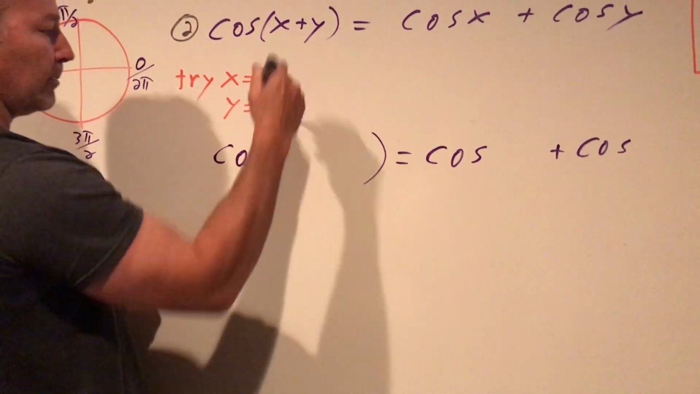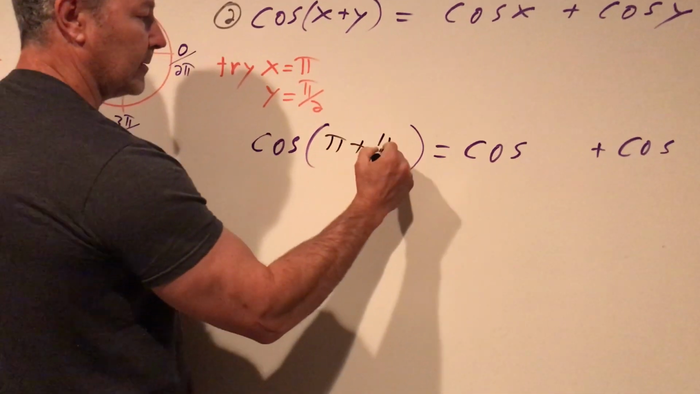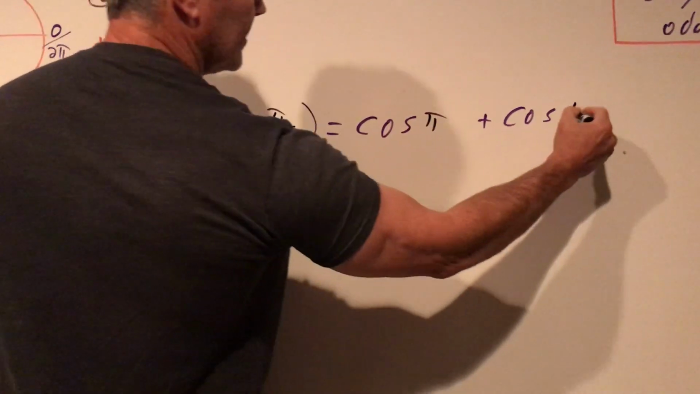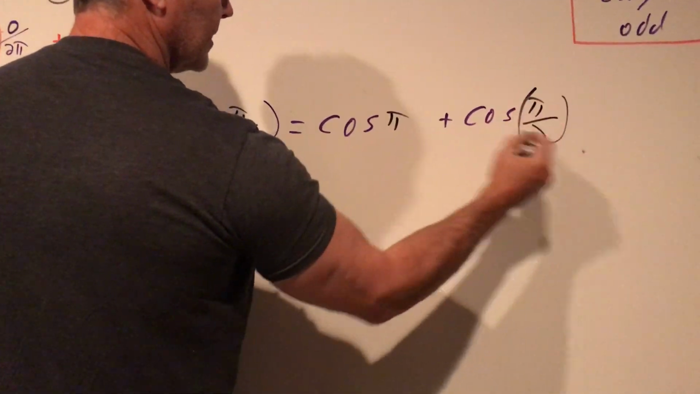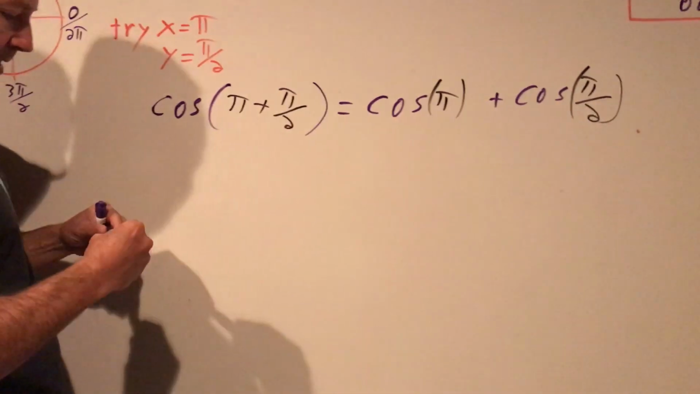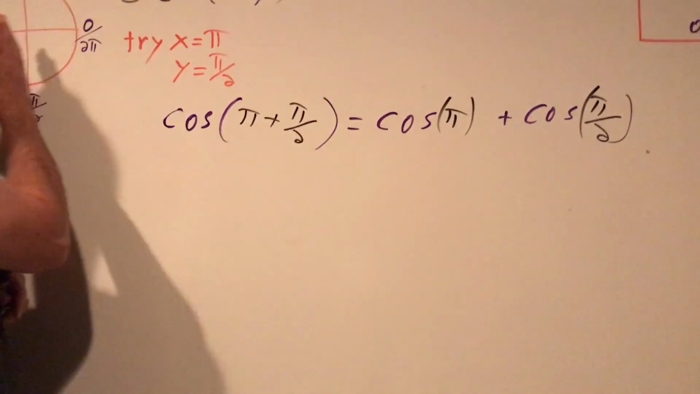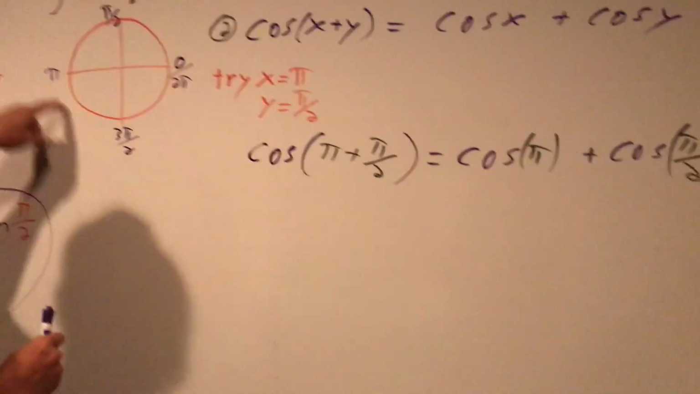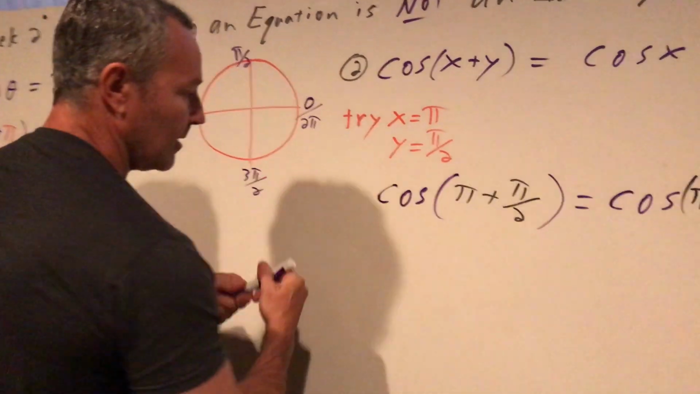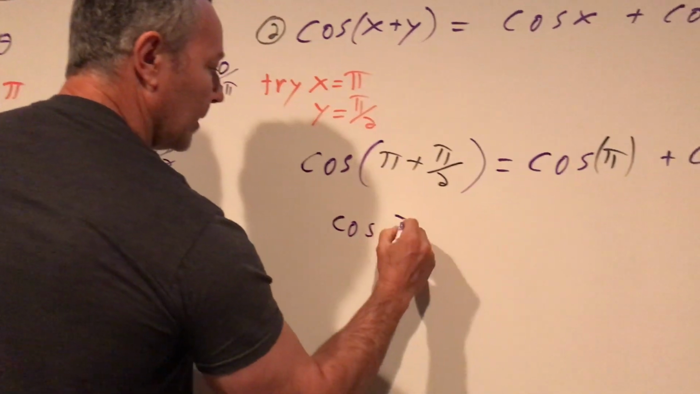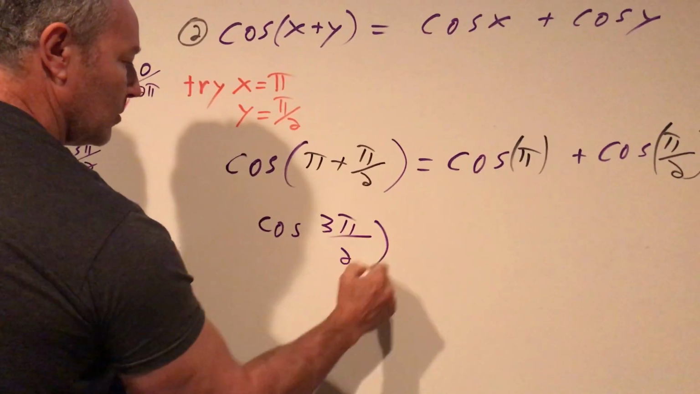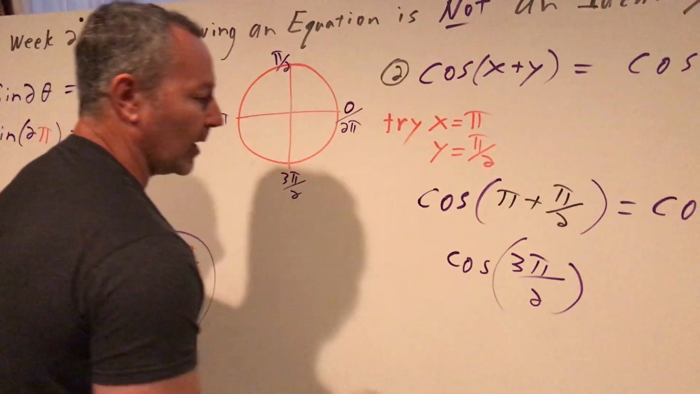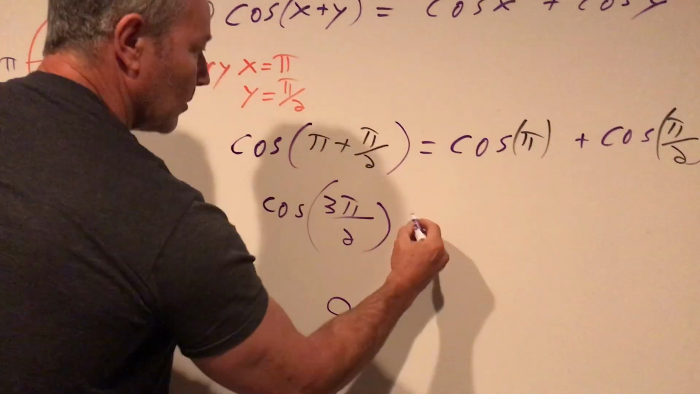Okay, so this is x plus y, so pi plus pi over 2. And this is pi, and this is pi over 2, and I substitute those in. Okay, and if you remember again that cosine is left and right, so pi plus pi over 2, first of all, is pi plus another half of pi, that's 3 pi over 2. This side is cosine of 3 pi over 2. Cosine of 3 pi over 2 is 0, because it's not left or right anywhere. That's going to equal 0.